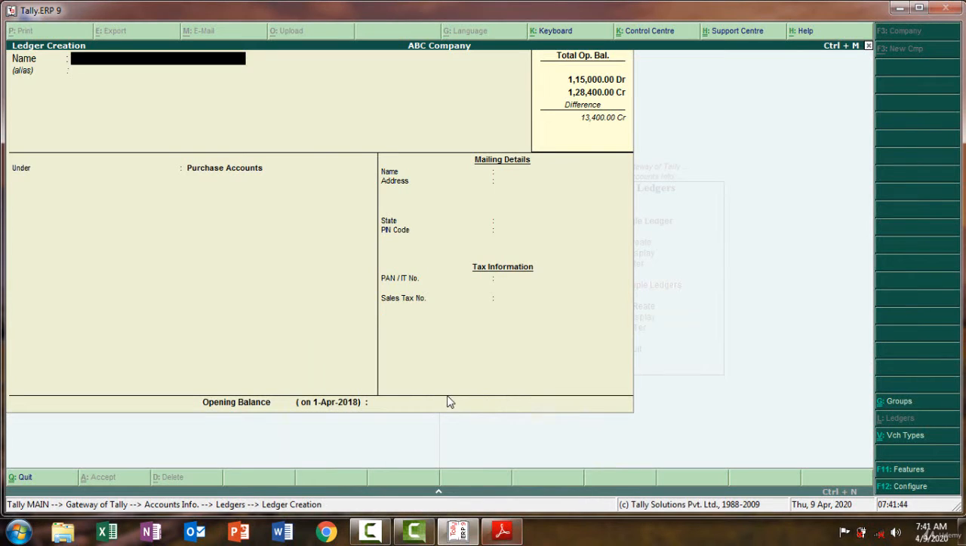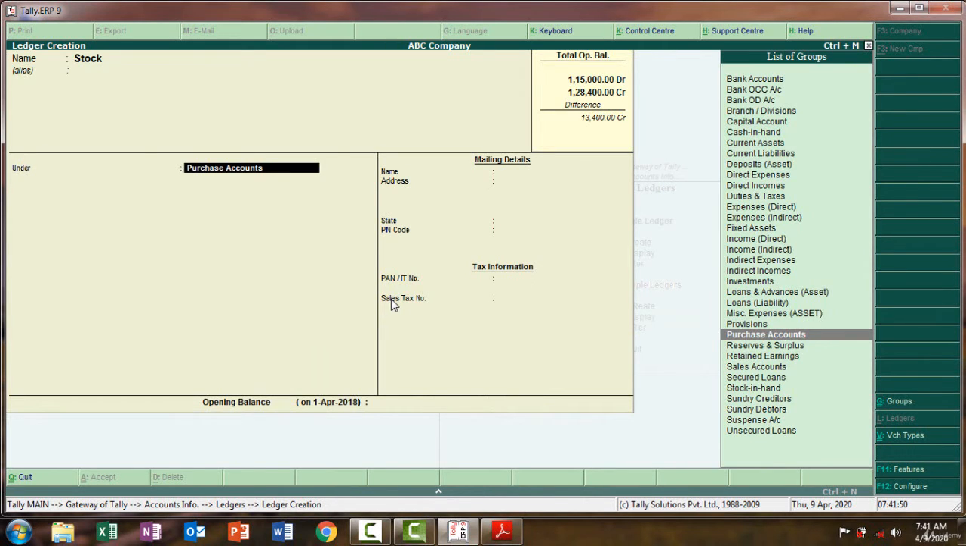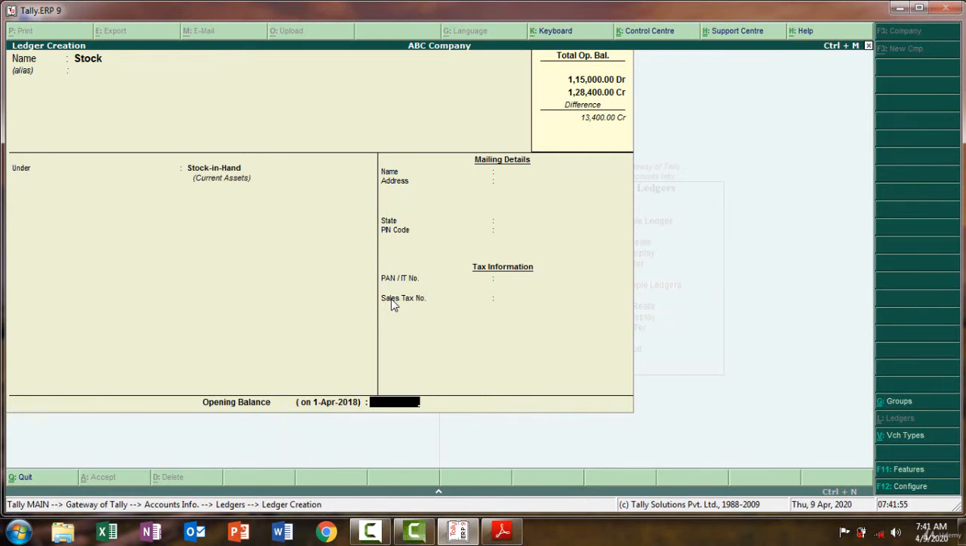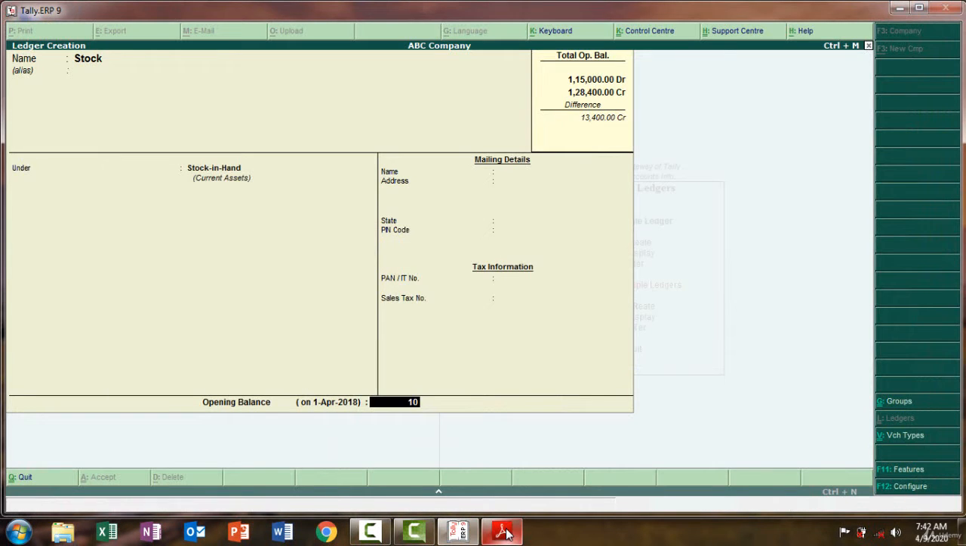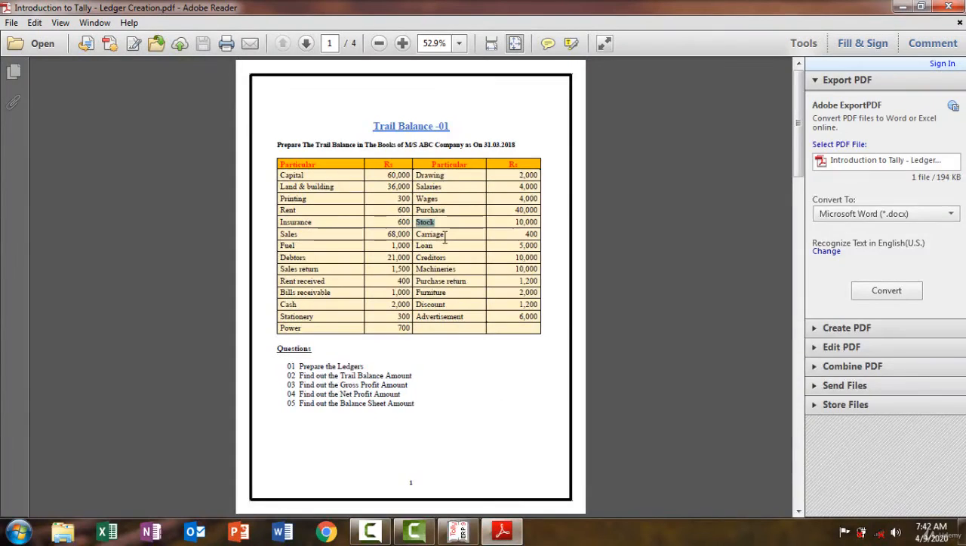Okay, then the next one is stock. Stock is, we have an account called stock in hand, so we can type stock, yes, and then we are going to put the amount 10,000 debit, yes.